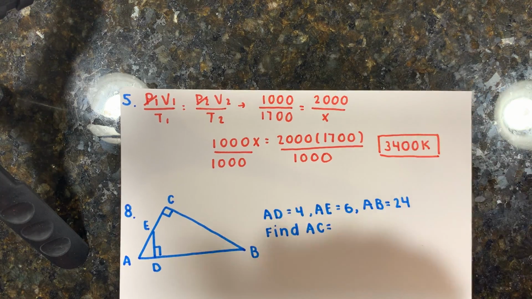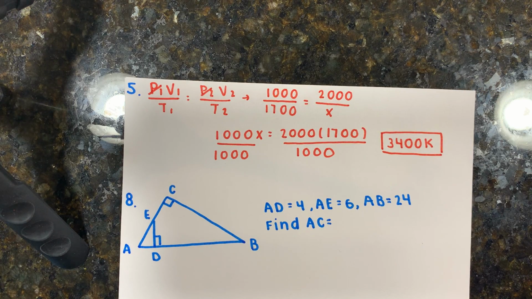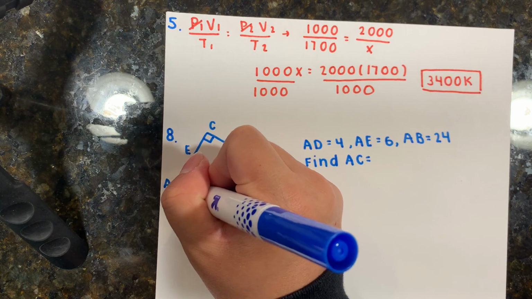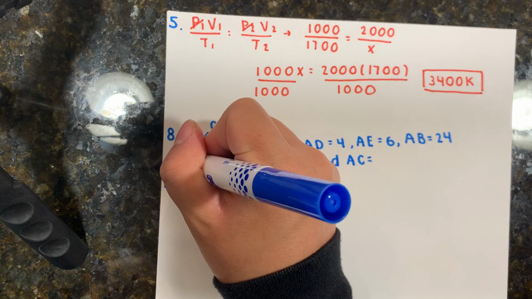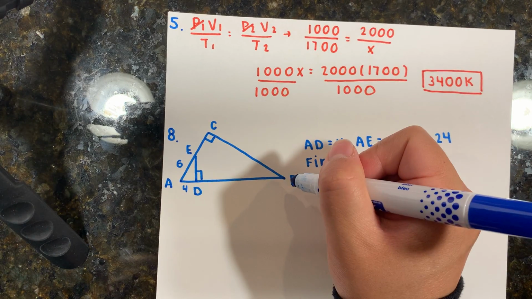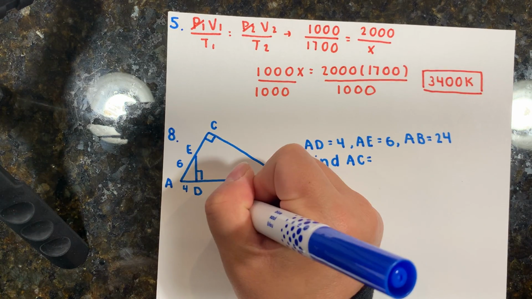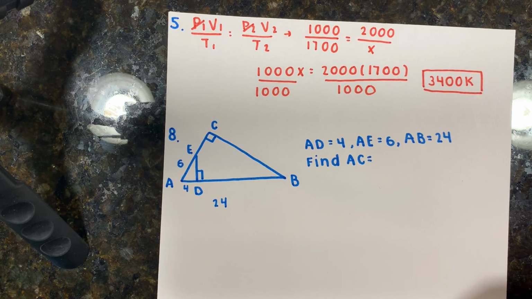Now moving on to number 8, because we've already done numbers 6 and 7 were the ones that you're going to skip. Now looking at number 8, we have in the figure shown AE is equal to 6, AD is equal to 4, and AB is equal to 24. What is the length of the segment AC? Dimensions are in meters. So I have A to D is 4, and then A to E is 6, and then A to B is 24. And I'm trying to find A to C.